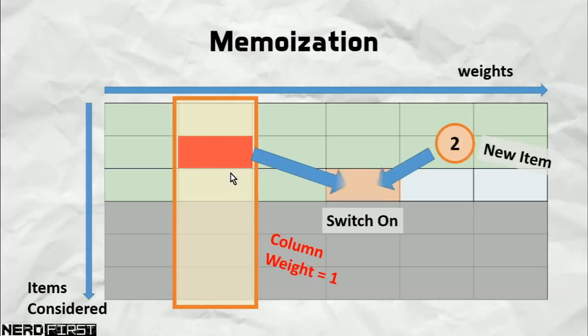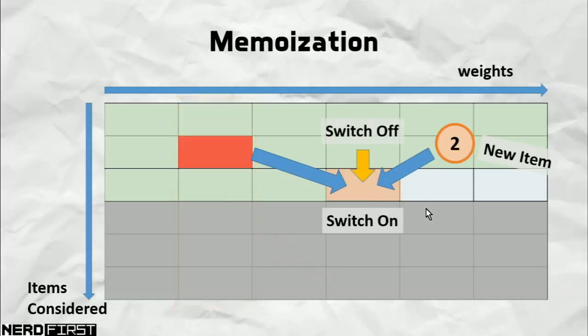What I can then do is consider the best value at this point and add the value of the new item. This tells us the best value we can get if we switch on at this point. Obviously, that's not the only thing we have to consider. We also have to consider the switch off case. So we basically take the maximum of the two. This is the best value I can get if my new item is switched off. This plus this is the best value I could get if the new item is switched on.